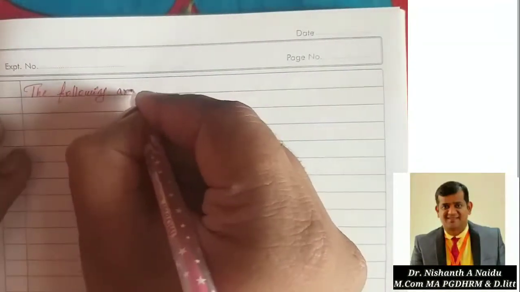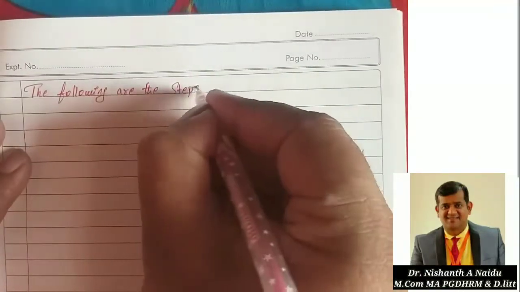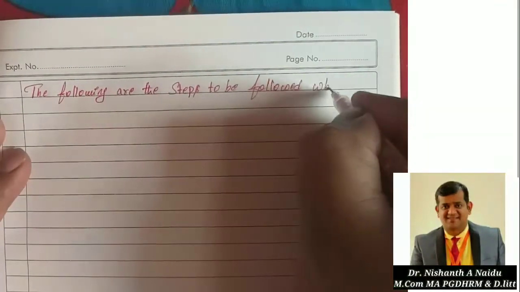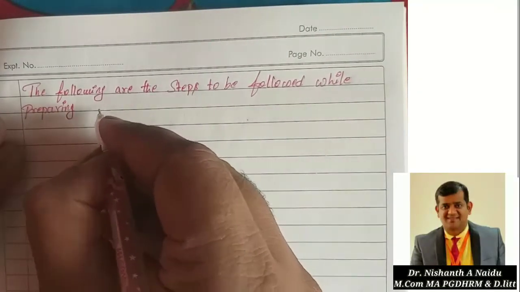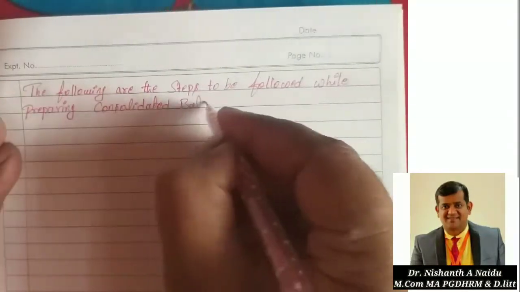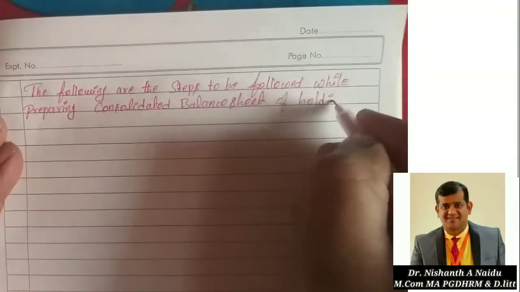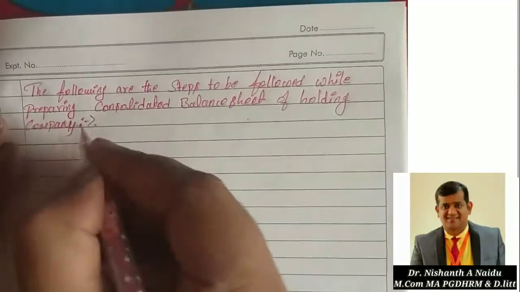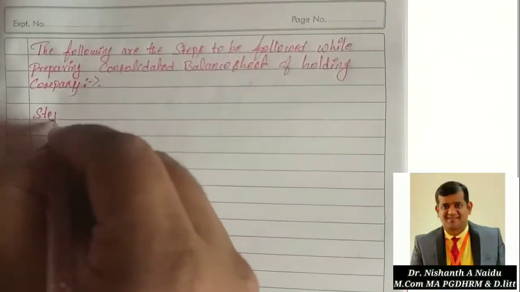the following are the steps to be followed while preparing consolidated balance sheet of holding company. Okay, so now I am going to teach you step by step, so let us understand and at the same time copy to your notebook. So step number one.